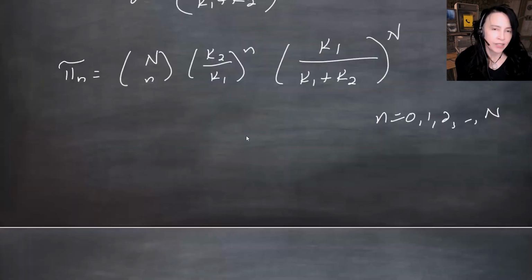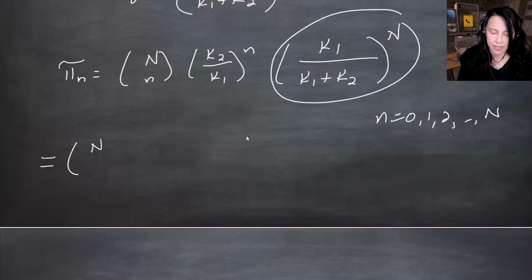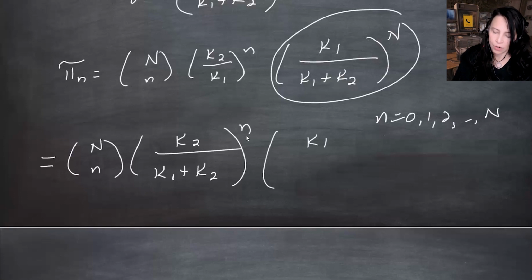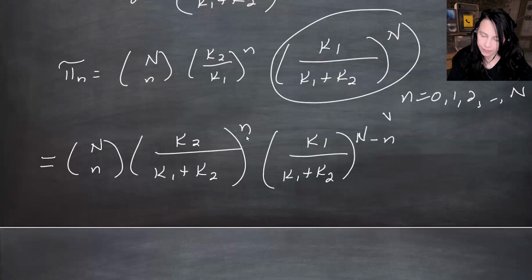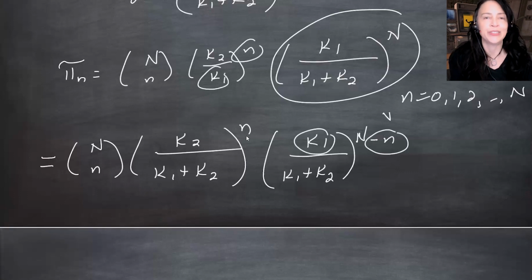And it looks kind of binomial, especially if you break this up. You can actually rewrite this as N choose N, K2 over K1 plus K2 to the N times K1 over K1 plus K2 to the N minus N. Yeah, so this minus N on the K1 comes from this, and that's all valid. So it looks like a binomial.